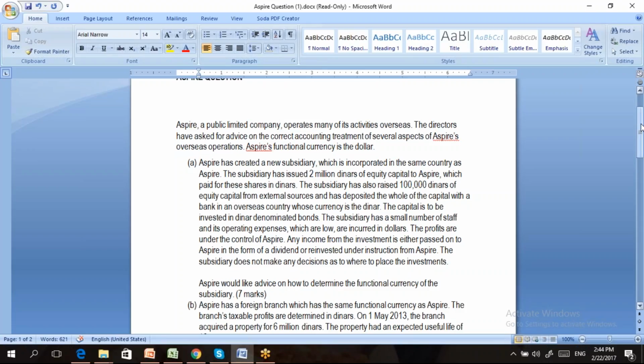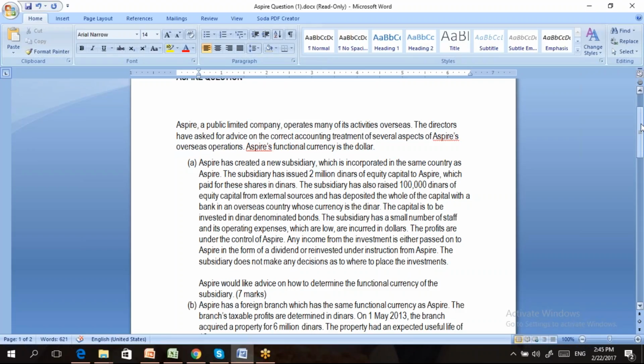The subsidiary has a small number of staff, and its operating expenses, which are low, are incurred in dollars. Their salaries are paid in dollars. The profits are under the control of Aspire because it's a fully owned subsidiary. No, not really fully owned. Aspire owns 2 million shares, and 100,000 are owned by a minority, so outsiders hold about 5%. But the profits are surely under the control of Aspire, because it becomes a 95% owned subsidiary.